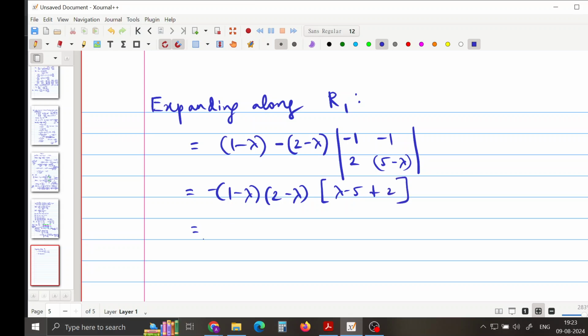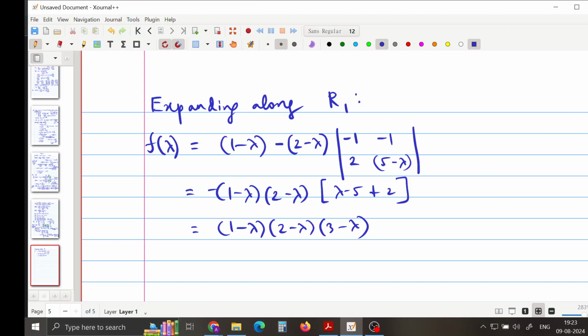I hope you know how to find the determinant of a 2 cross 2 matrix. Basically, you multiply the diagonal elements and also multiply the off-diagonal elements, and subtract the product of the off-diagonal elements from the product of the diagonal elements. So what you will get is this. So this was our f of lambda, right?